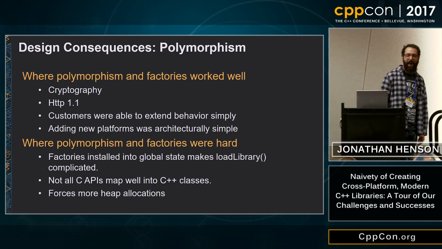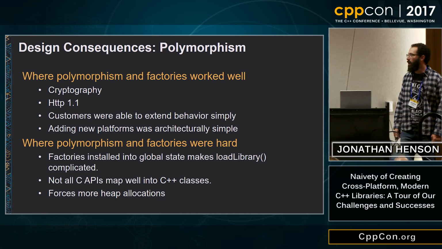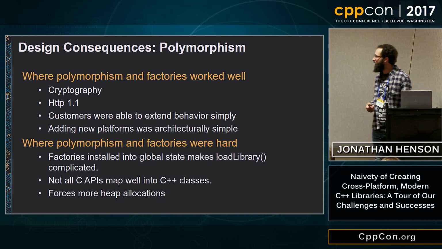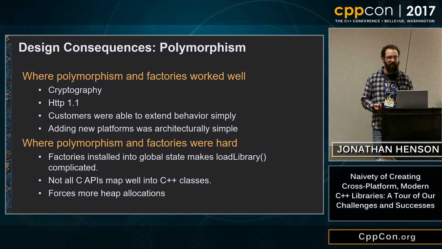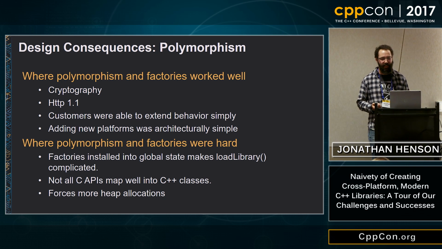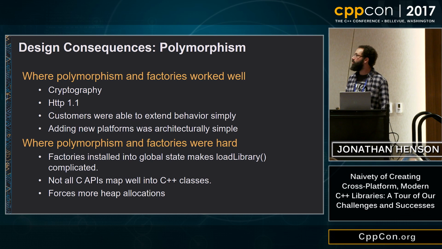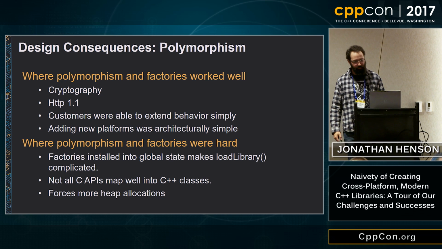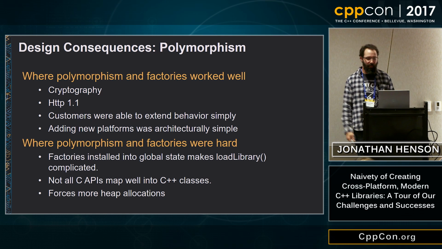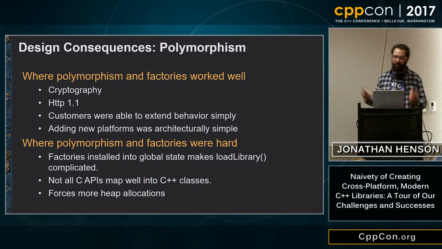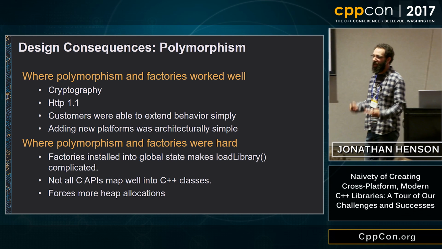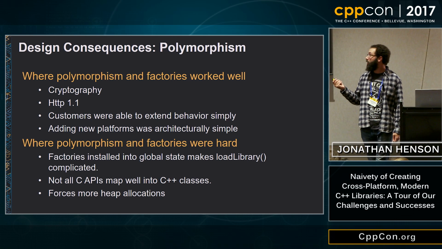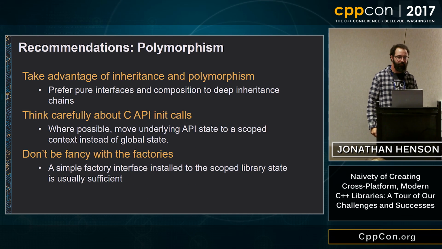Not all C APIs map well into C++ classes. bcrypt is a prime example. If you've ever looked at the AES CBC implementation in bcrypt, it is really hard to make that work in a C++ init, update, finalize sort of idiom for crypto. We have one. If you want to know about it, we'll talk about it later. And it forces more heap allocations, and you have the overhead of the dispatch that comes with runtime polymorphism. So this is definitely something to consider before you make that decision.